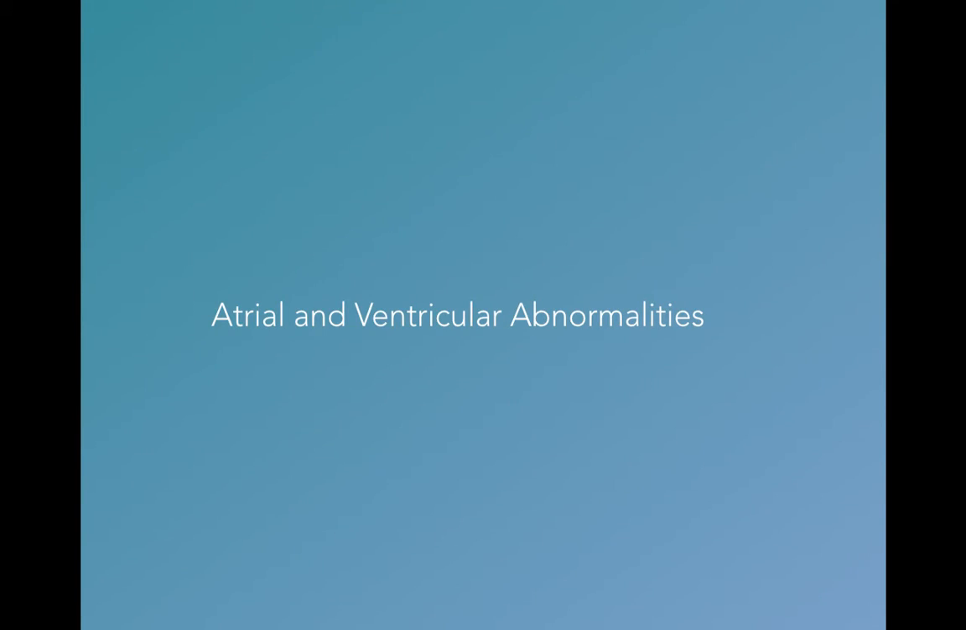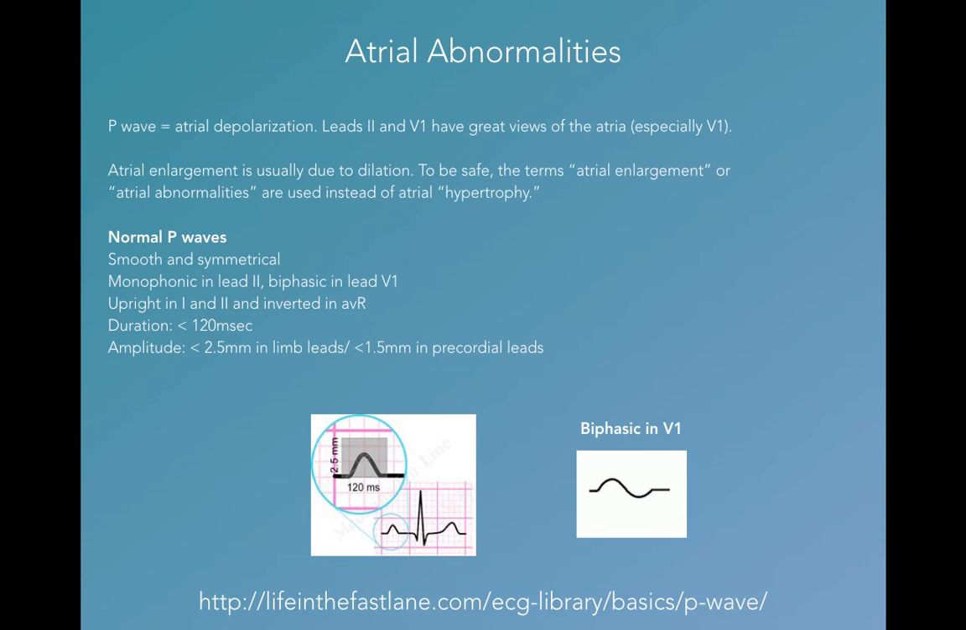So next, I want to talk about atrial and ventricular abnormalities. I'll start with the atria and what a normal P wave will look like. As you know, a P wave indicates atrial depolarization, and leads 2 and V1 will have the greatest views because they're looking right at the atrium. So atrial abnormalities or atrial enlargement are the terms that are used. You don't really want to use hypertrophy or dilation because you don't really know unless you have an echocardiogram, which is an ultrasound of the heart.